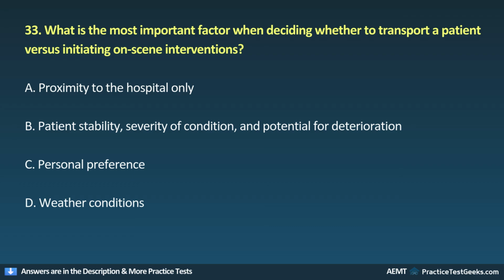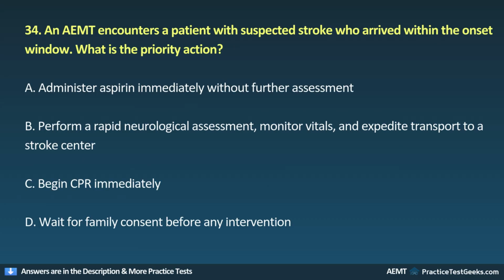A. Proximity to the hospital only. B. Patient stability, severity of condition, and potential for deterioration. C. Personal preference. D. Weather conditions. 34. An AEMT encounters a patient with suspected stroke who arrived within the onset window. What is the priority action?